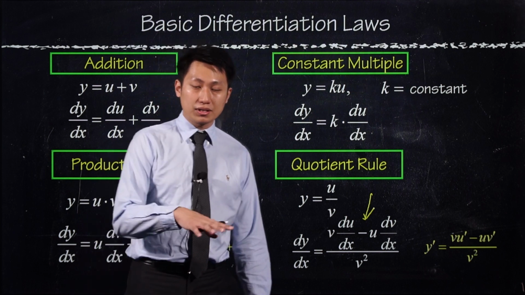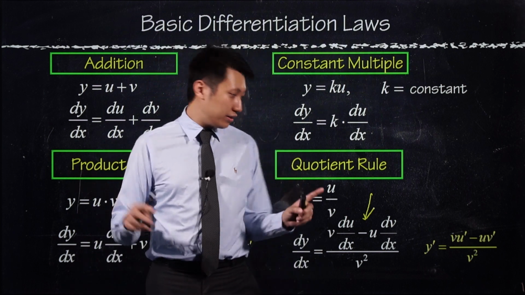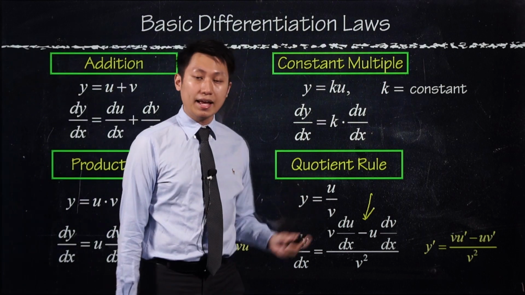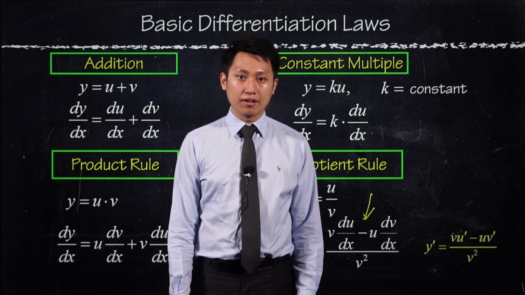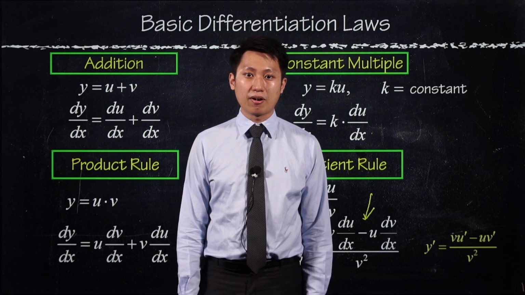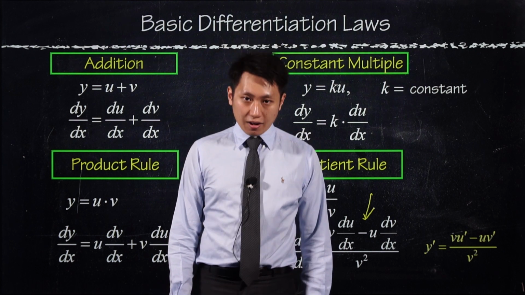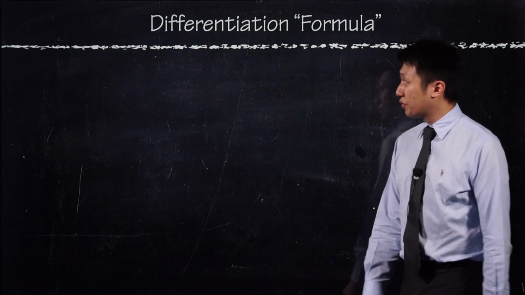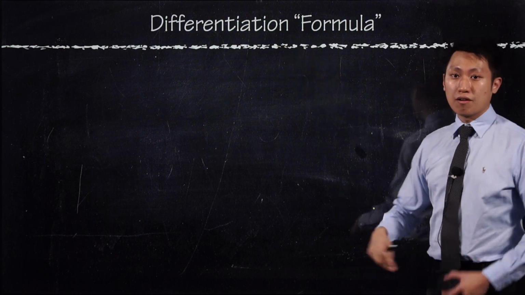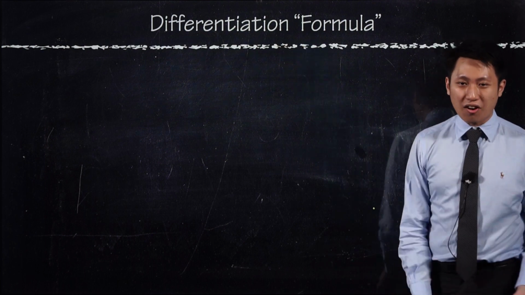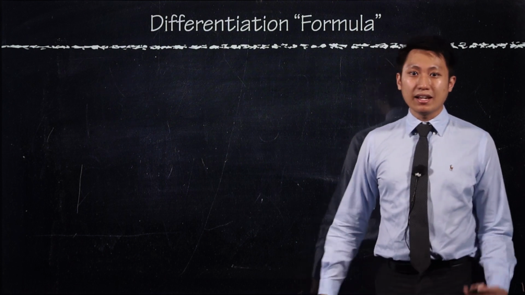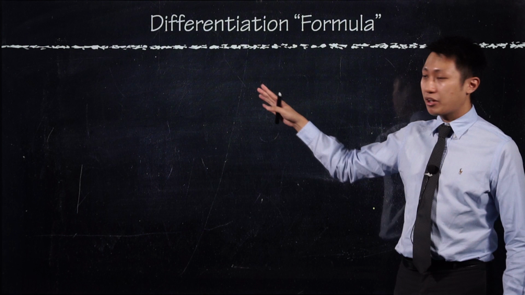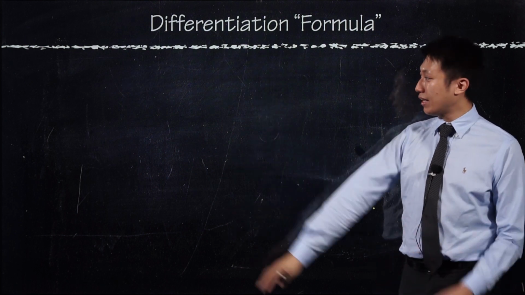So pause the video, try to read these two things, the product rule and also the quotient rule, and then you continue the video. It's very important for you to remember all this. All right, you agree? Okay, let's move on. Differentiation formula. It's called a formula in SPM, but it comes from the previous slides. The four laws that we combine, we come up with this thing. Okay, I'll show you how.